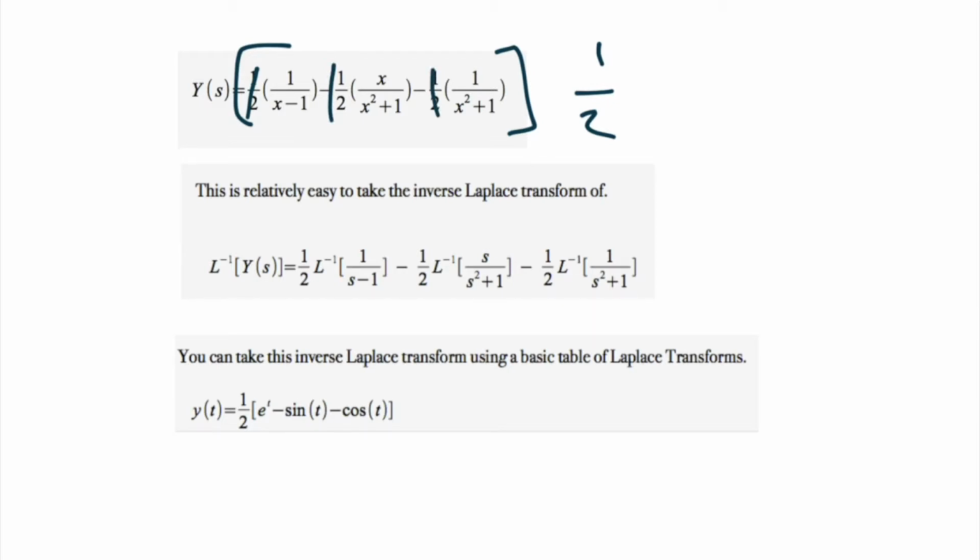Once it's in this form, it's really very easy to take the inverse Laplace transform, especially for this one, because 1 over s minus 1, s over s squared plus 1, and 1 over s squared plus 1 come directly from the table. You don't really need to manipulate them at all. So I've shown it here, and I just use L to the minus 1 as my inverse Laplace operator. And you get y of t equals 1/2 times (e to the t minus sine of t minus cosine t). And at that point, you're done, and you have your solution.